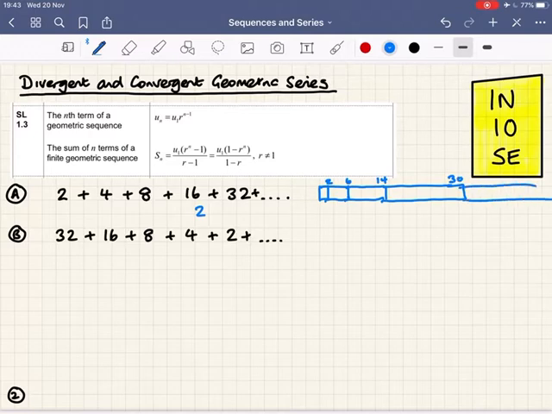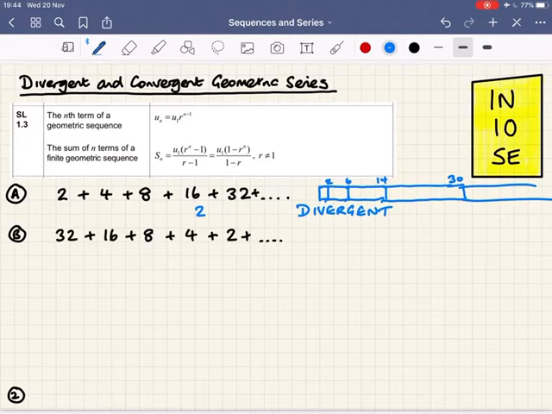This is called a divergent series because its total is always moving away from the starting point at a rate of knots. It's always getting bigger by a larger amount. In this case, you can see from the diagram, it's a significantly bigger total every time we add another term.